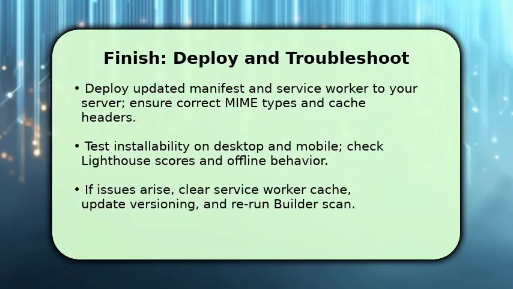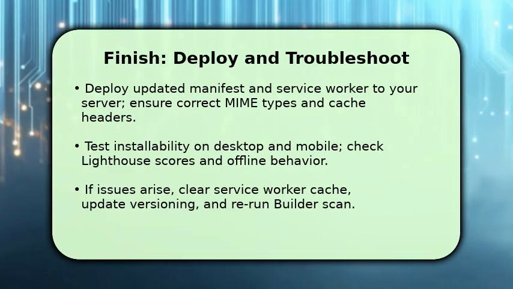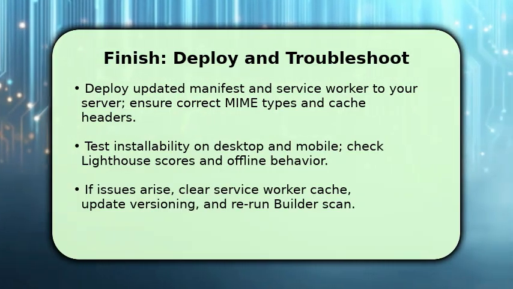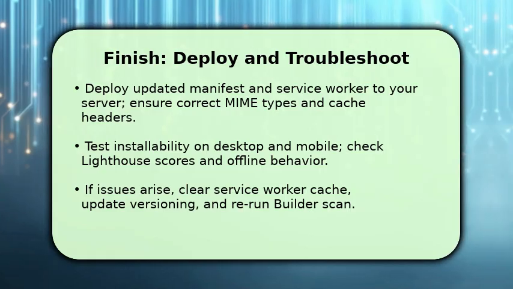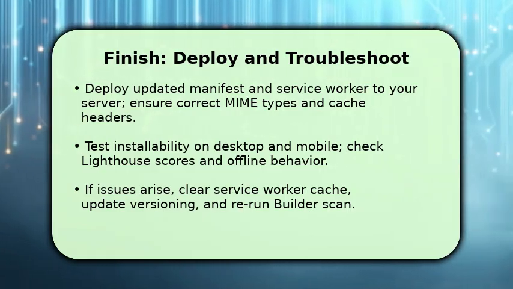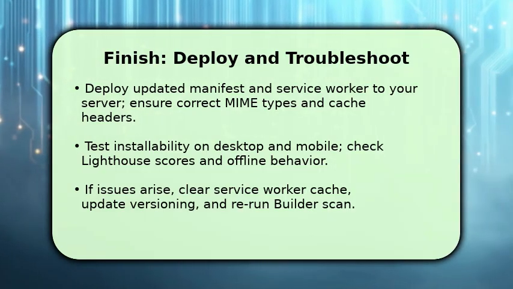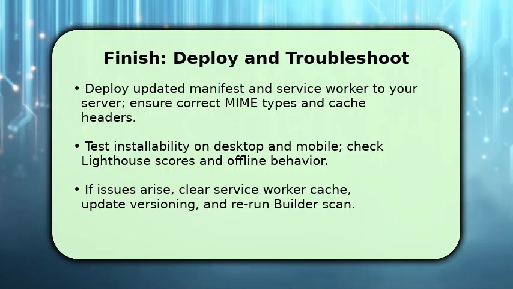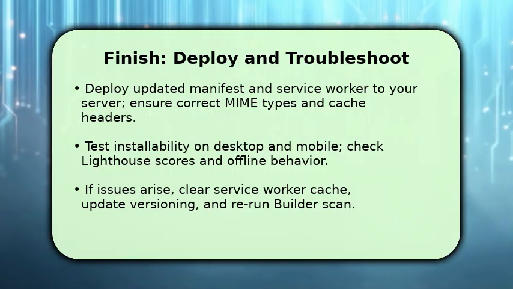You finish by deploying the updated manifest and service worker to your production server, making sure MIME types and cache headers are correct so browsers accept them. Then test installability on desktop and mobile, and run Lighthouse for performance, accessibility, and PWA checks. Confirm offline behavior using the defined fallback.